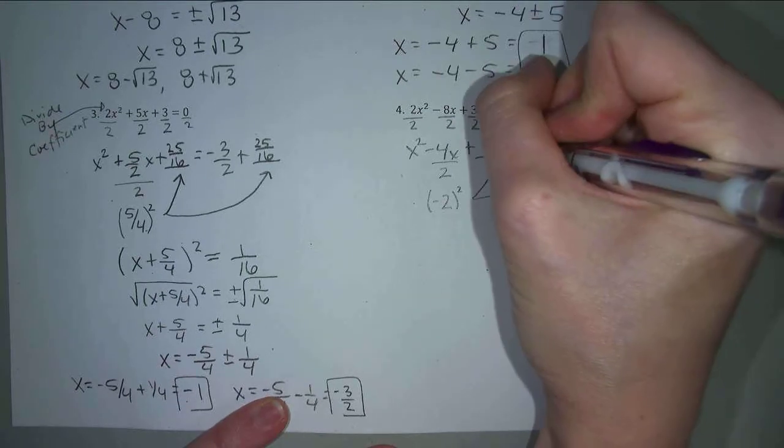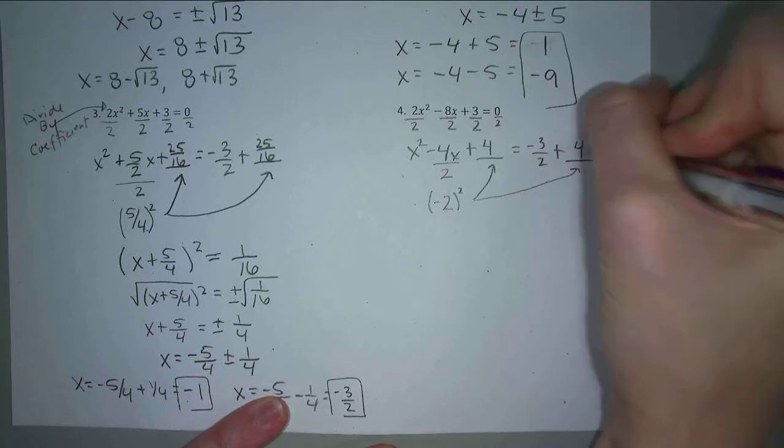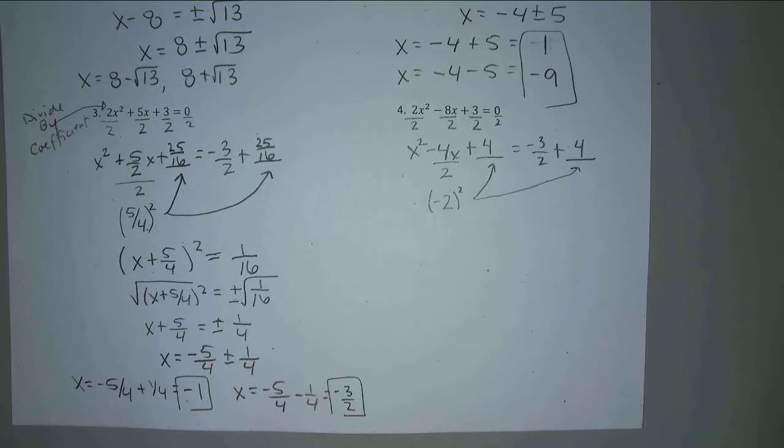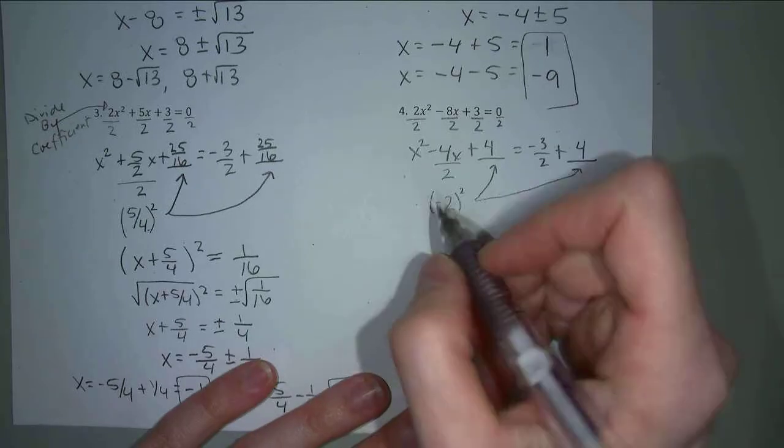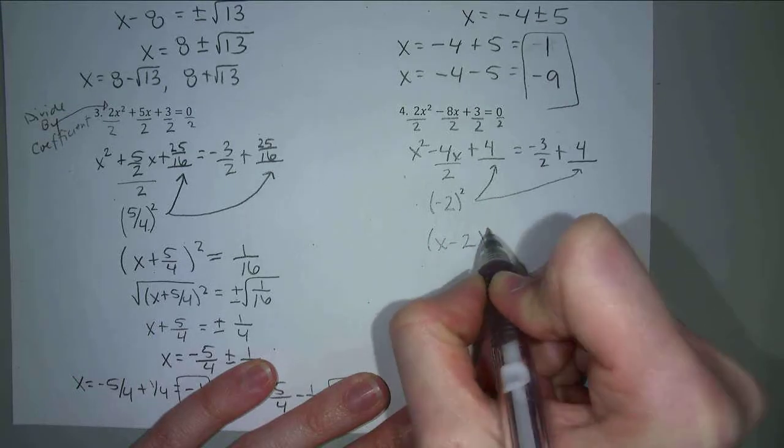Positive 4. Okay? And this one's not so bad. That's one that you could factor. What are factors of 4 that add up to negative 4? Negative 2 and negative 2. So look, he already told us what that left side was going to factor to. So this is x minus 2, the quantity squared.